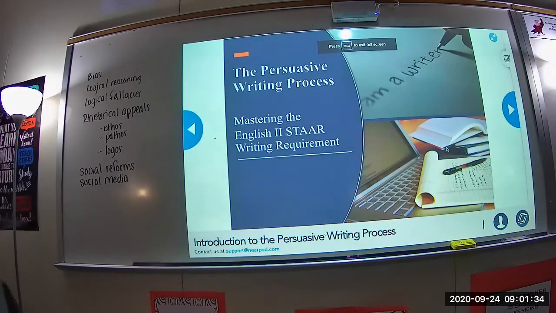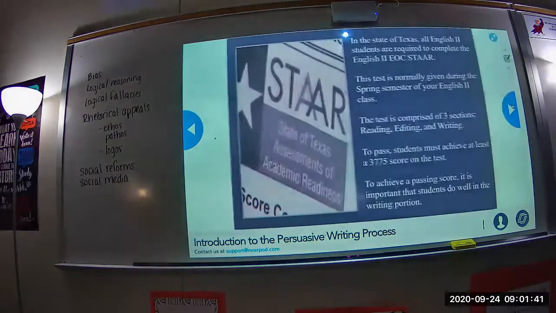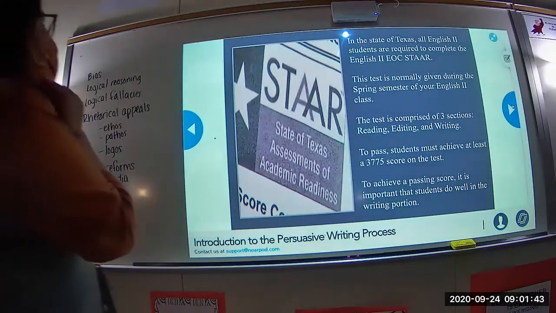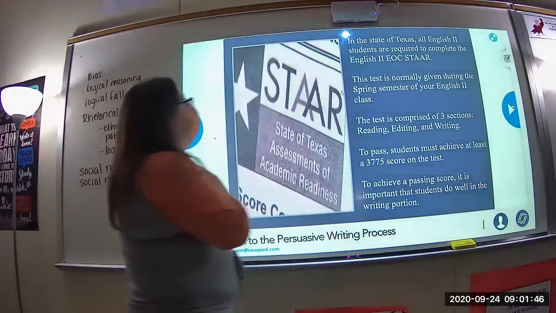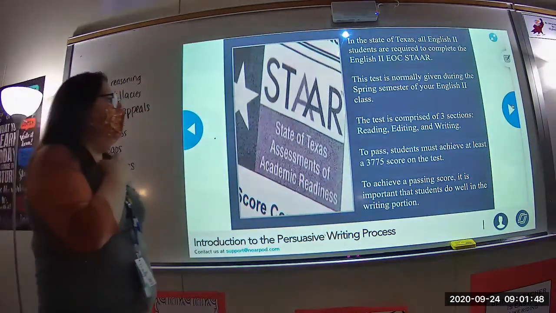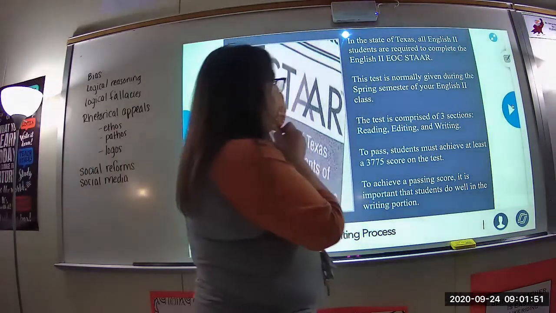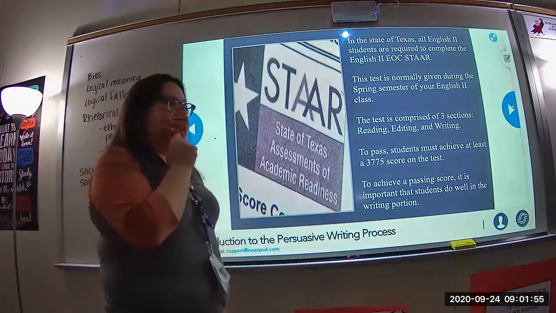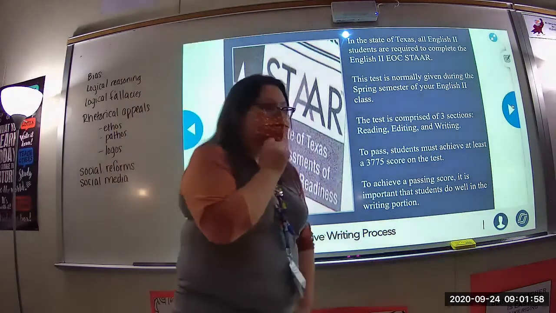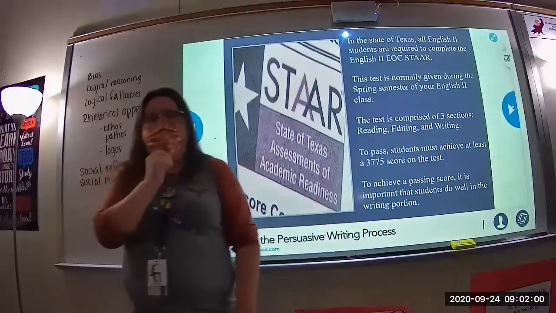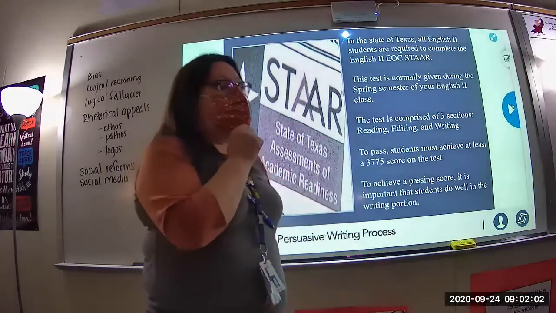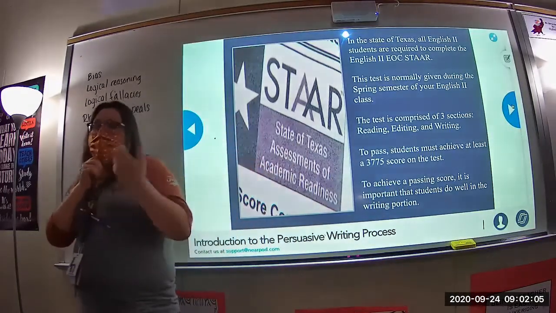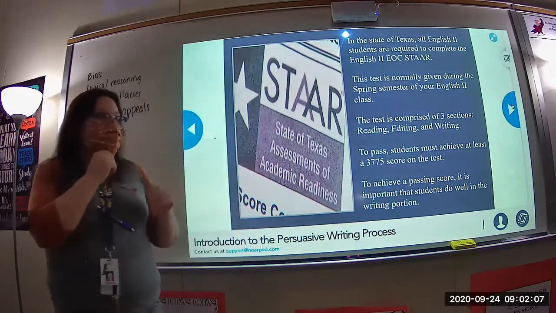So the persuasive writing process, mastering the English II STAAR writing requirement. And it very much is a requirement. First and foremost, in the state of Texas, all English II students are required to complete the English II EOC STAAR. The test is normally given during the spring semester of your English II class, unless you fail it. So here's what happens if you fail. You're still required to continue to take it. So let's say you fail it this spring, which hopefully if you pay attention, you will not. You'll pass it and it'll be beautiful. Ms. Garcia will be excited.